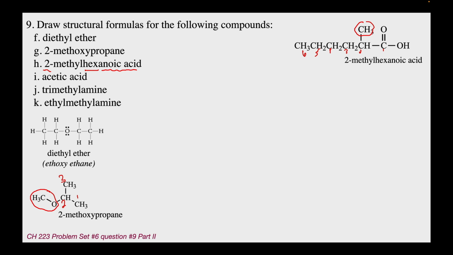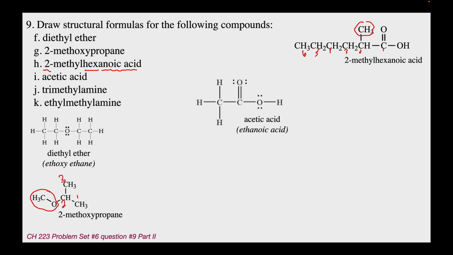Acetic acid is also known as ethanoic acid. Ethanoic acid is just CH3COOH. You can see again it's a carboxylic acid. Acetic acid is the active ingredient in vinegar. So if you put vinegar on a salad or something like that, you are using acetic acid. Kind of cool.